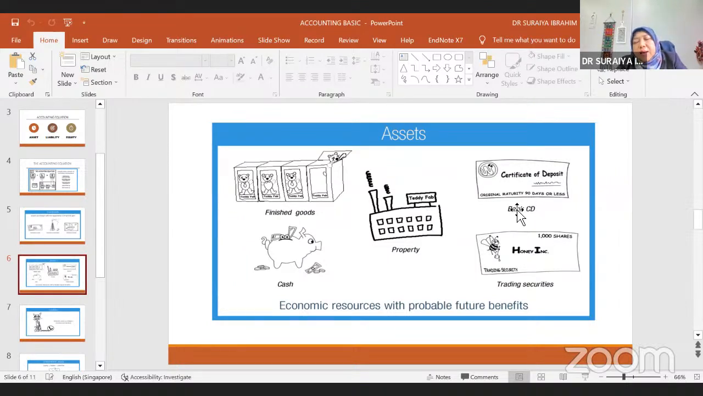Intangible assets are, for example, a bank certificate of deposit, trading securities, and patents, a product from the company that has been patented. Intangible means we cannot see it, such as investment in stock or bonds, but they are considered assets. Non-current assets include account receivable and so on, and cash is considered a current asset, so non-current assets are those other than cash, inventories, and so on.